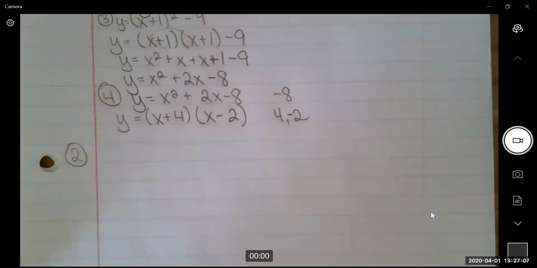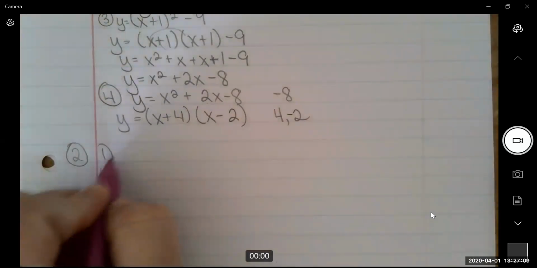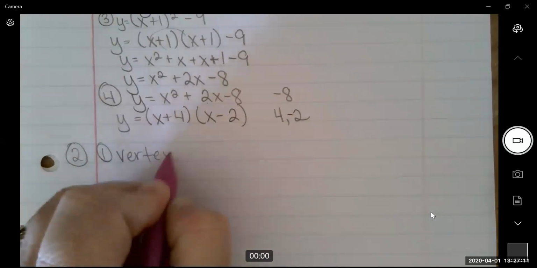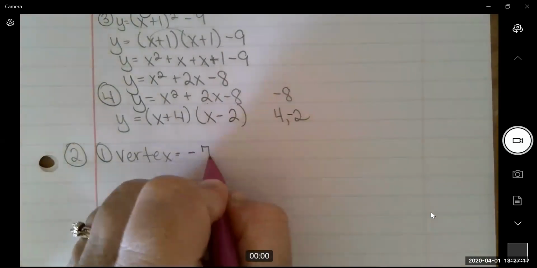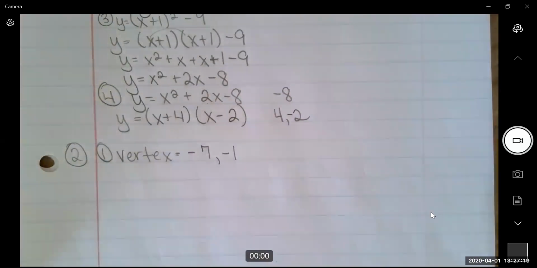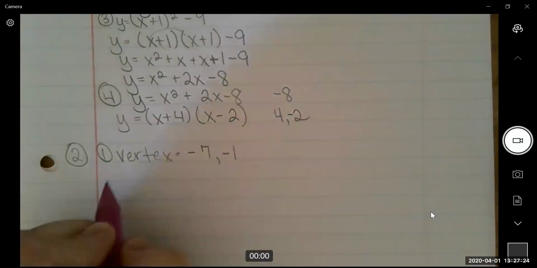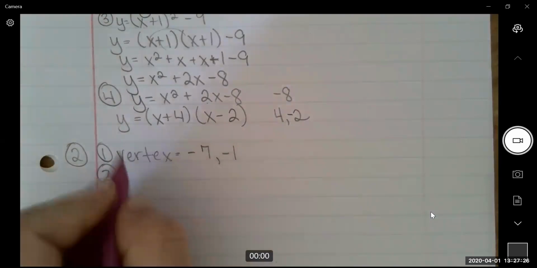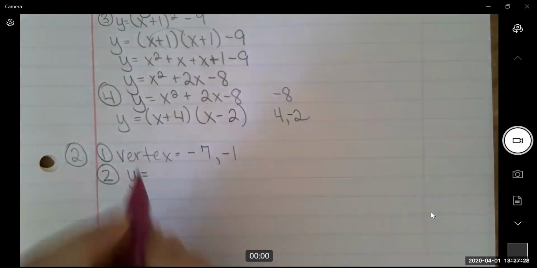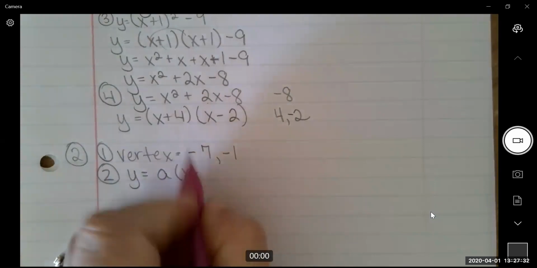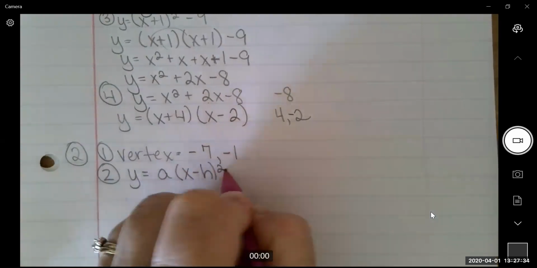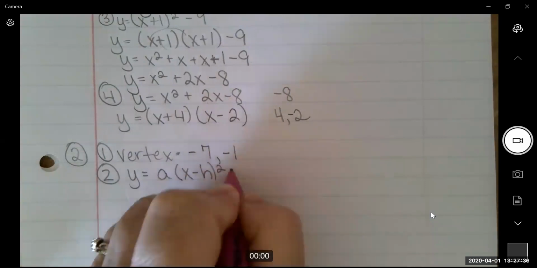Number 2. Looking at your graph, let's identify the vertex. The vertex is going to be -7, -1. That is the vertex. All right, so then we're going to move into vertex form, which is y equals a times x minus h squared plus k.